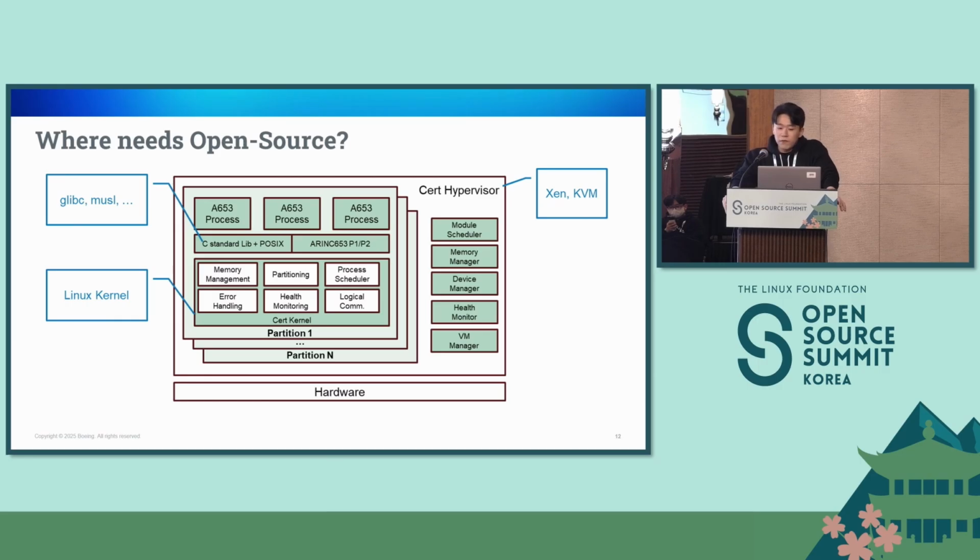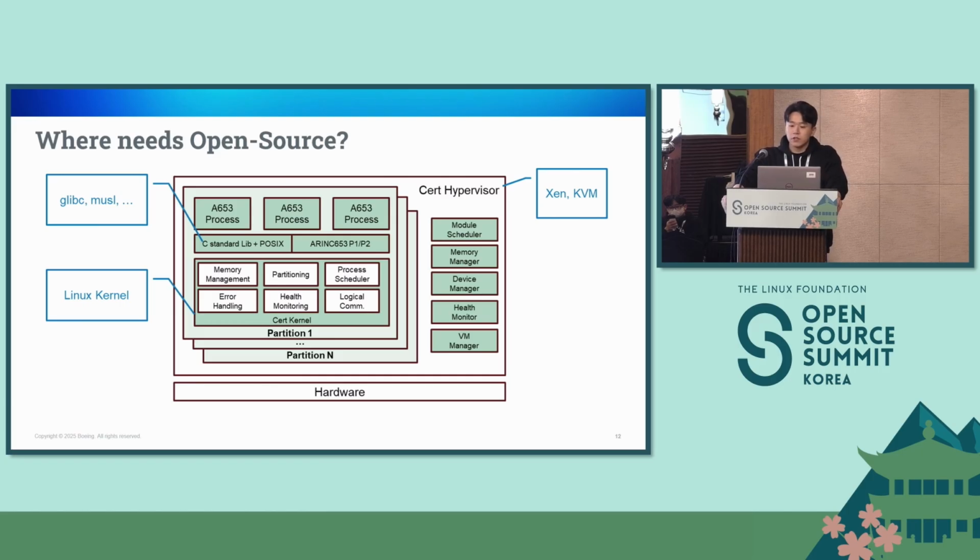To support ARINC 653, this kind of architecture is required. First and foremost, we need a certified hypervisor. The hypervisor must be capable of running multiple partitions and managing resources effectively. It should provide features such as modular scheduling, memory management, device management, virtual machine management, and health monitoring.